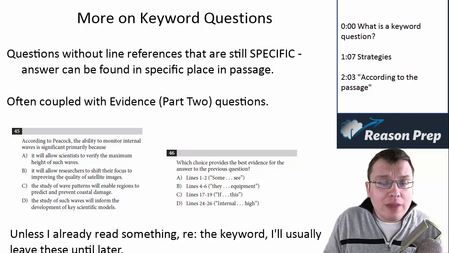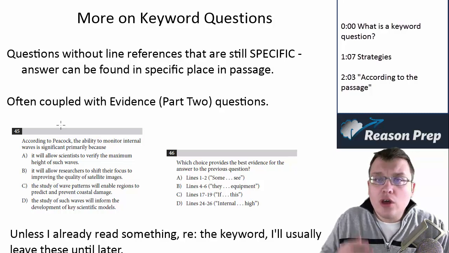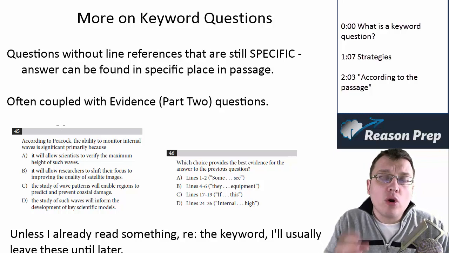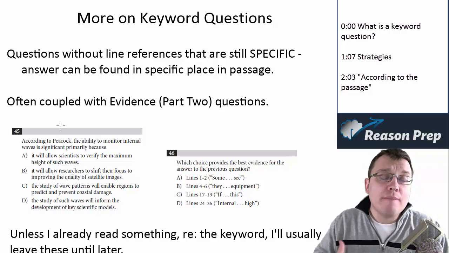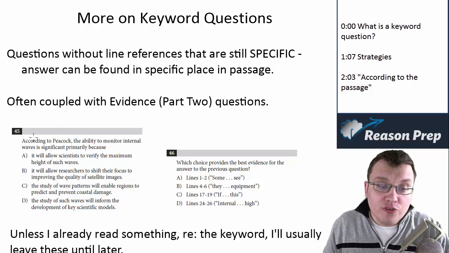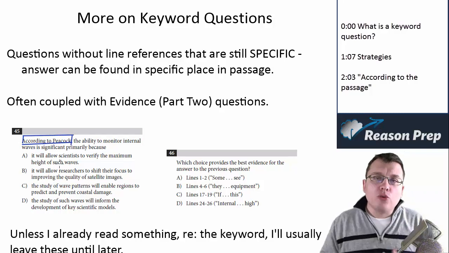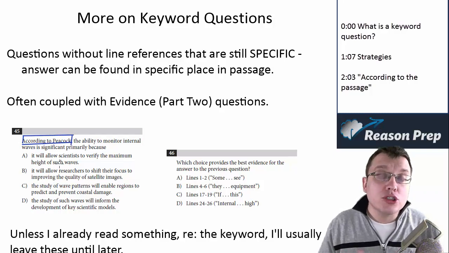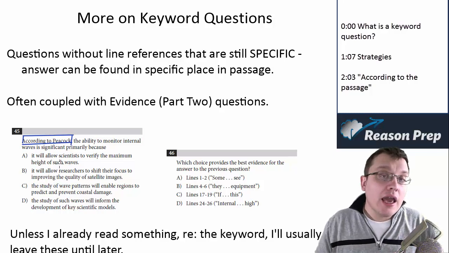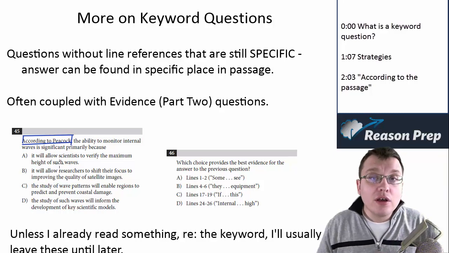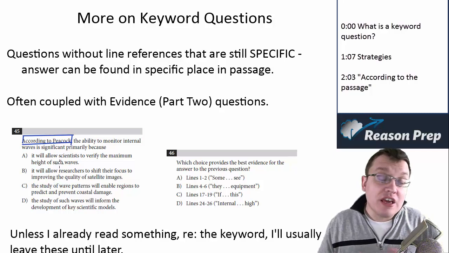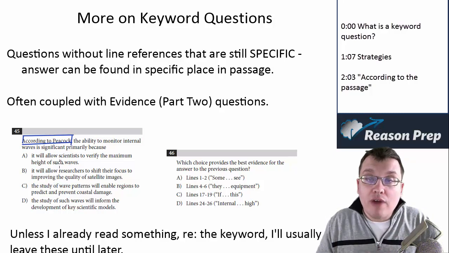What's useful about the keyword question is that by keyword we mean there's a word or words in the question that might be something you can use to help you find the answer to that question. So for 45, if you recall, a keyword here was Peacock, right? According to Peacock, who's a person. So what we could do is skim the passage, look for the name Peacock, and hopefully we'll find some places to look for the answer, if we don't remember where the answer was already after reading it.